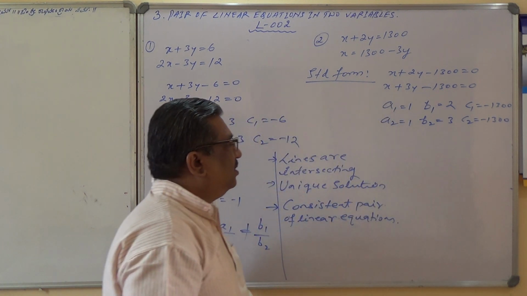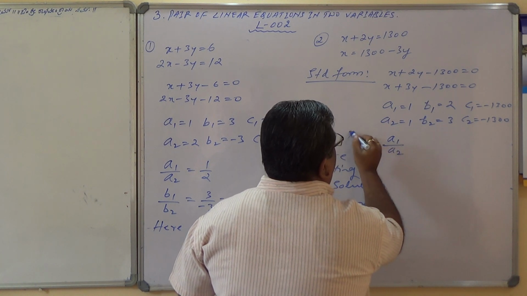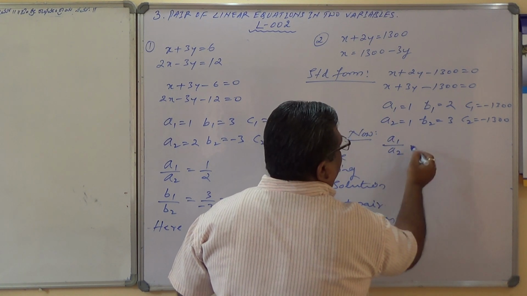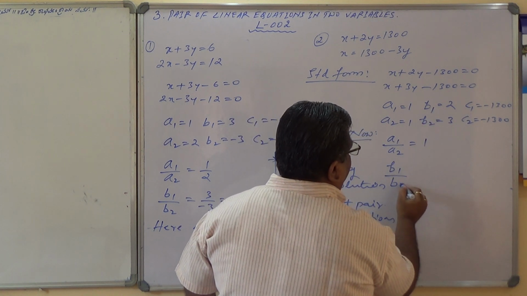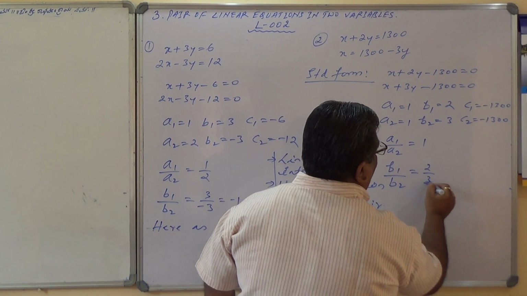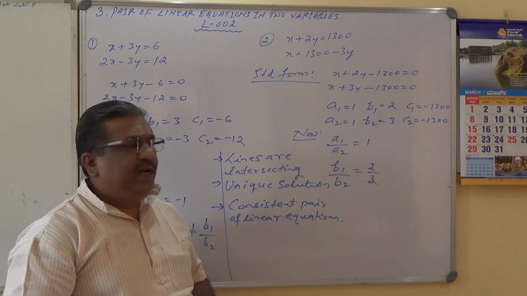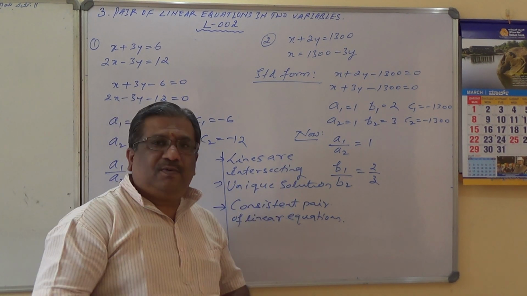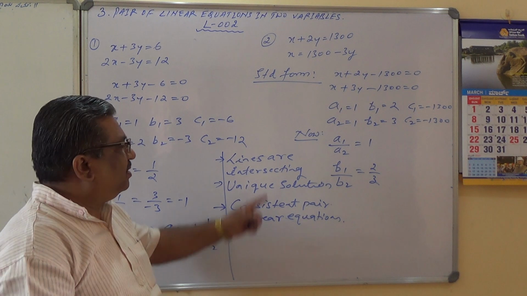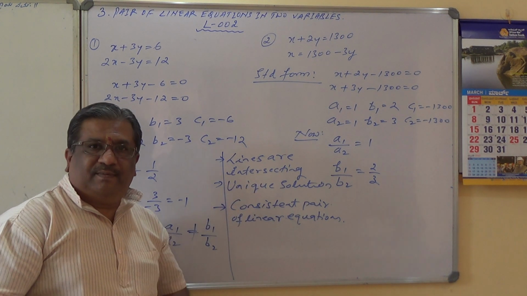Note the signs, important. Let me take the ratios now. a1 by a2 equals 1, b1 by b2 equals 2 by 3. Do I need to take the third ratio c1 by c2? Not really, because I know a1 by a2 is not equal to b1 by b2. Hence I can conclude the lines are intersecting with a unique solution and a consistent pair.